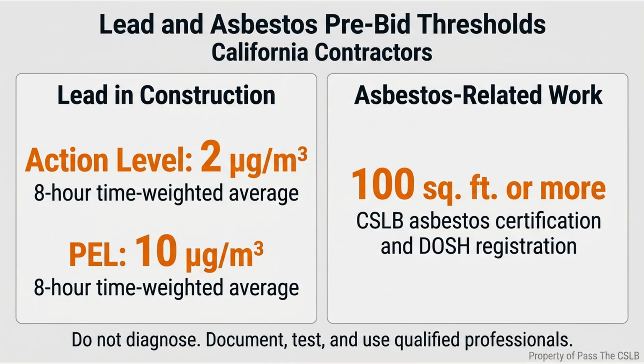Now I want to pull these pieces into the estimating decision. A pre-bid walkthrough should produce more than a number. It should produce a risk map. What is included? What is excluded? What requires testing? What requires a specialty contractor? What requires an engineer? What can be priced now and what should stay as an allowance or contingency until the condition is verified?